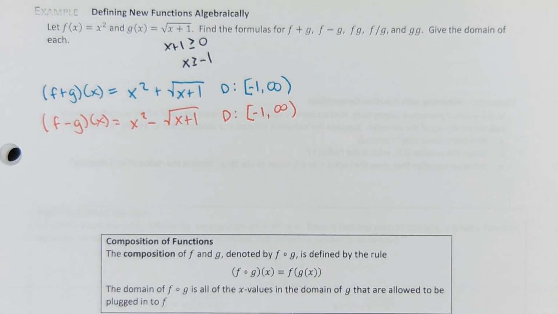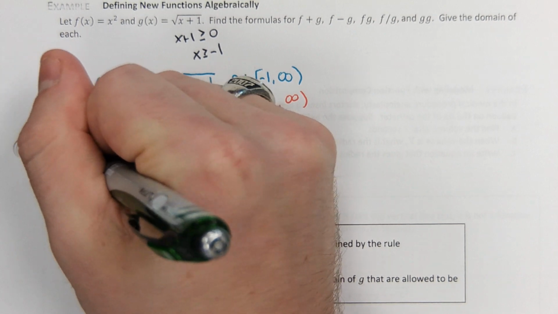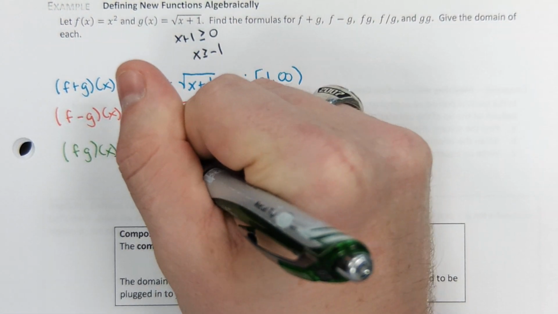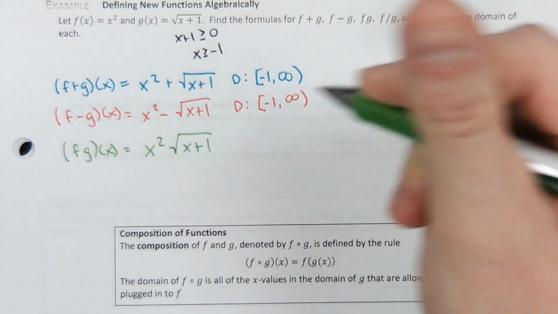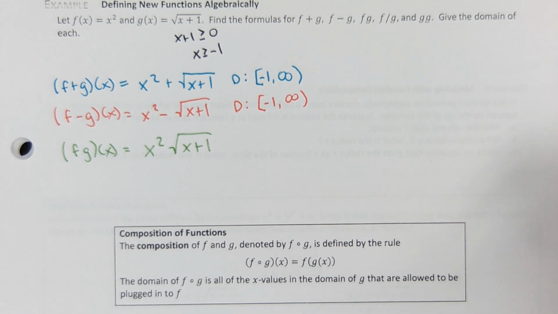Last of the boring ones, fg of x. That means f of x times g of x. Done. There's nothing else you can do. But we can identify the domain. And the only part of this function that has a restriction is that same square root bar that still has not been altered in any way.